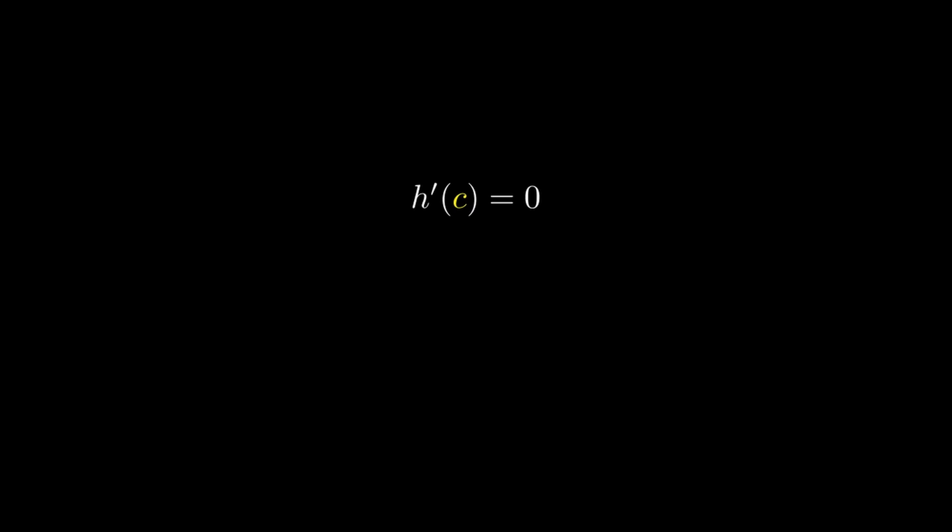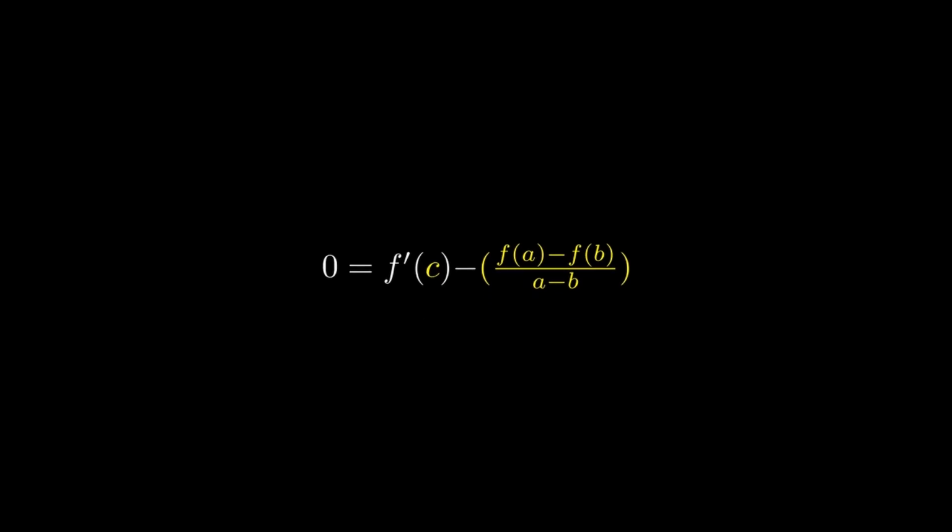Recall that this is how we defined our function h. Taking the derivative of h gives us h prime of x is equal to f prime of x minus f of a minus f of b over a minus b. Now we can plug in c to this equation. Because h prime of c is 0, we get 0 is equal to f prime of c minus f of a minus f of b over a minus b. After simplifying, we get f prime of c is equal to f of a minus f of b over a minus b.